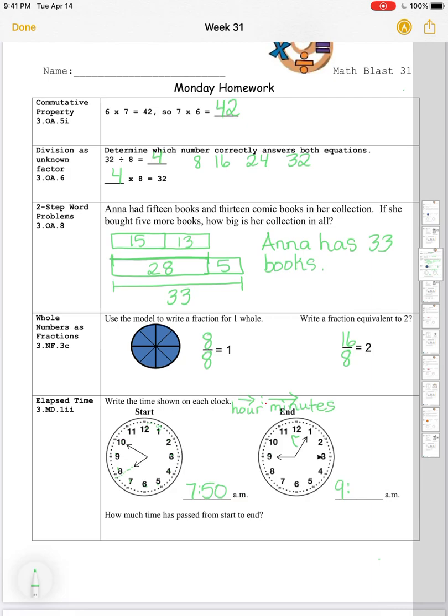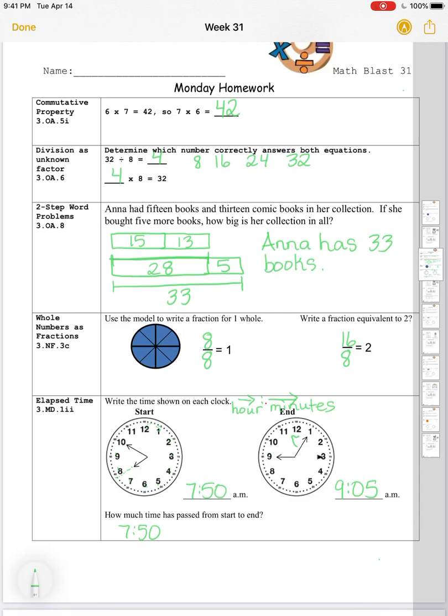End time. The shorthand, the hour hand, is on the 9. So it is in the 9 o'clock hour. And the longhand, our minute hand, is on the 1. So it would be 5 minutes past the hour, 9:05 a.m. How much time has passed from start to end?